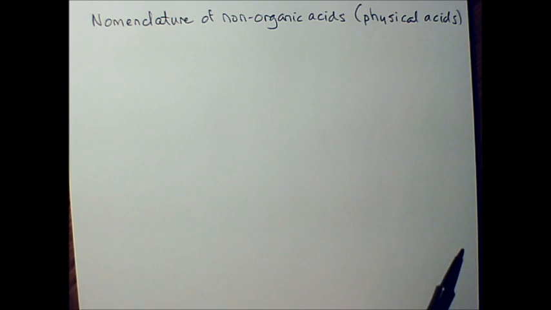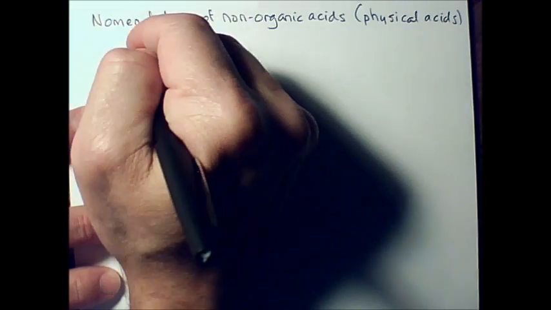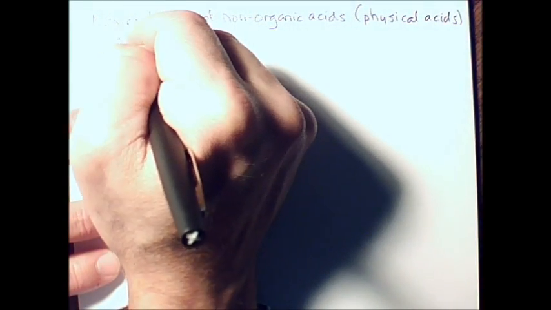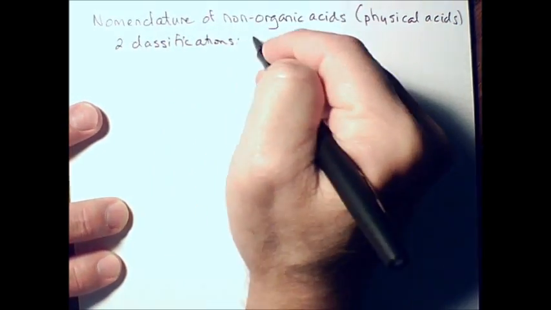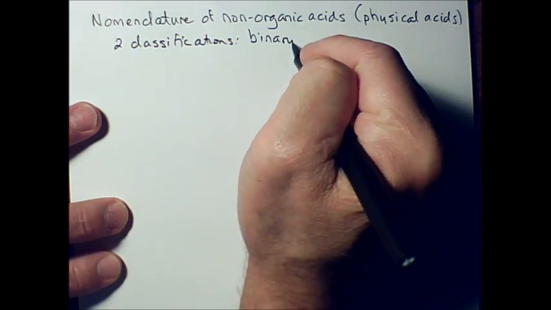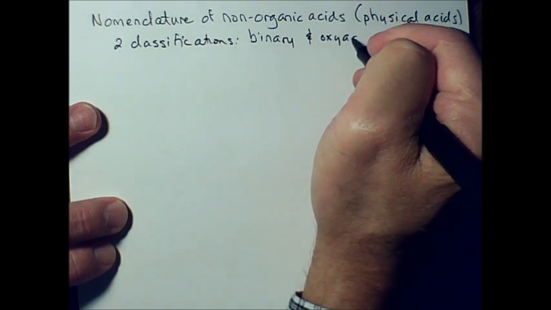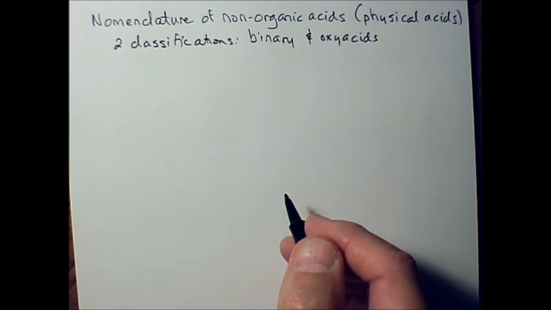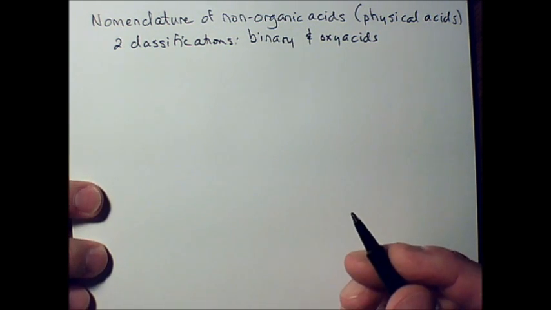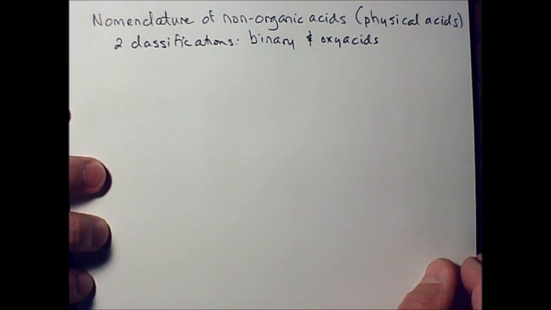Among the non-organic acids, there are two broad classifications. There are binary acids and oxyacids. There are some other classifications, but these are the two we're going to be dealing with in here. And we're going to be using the simplest of all acid definitions for our understanding of acids at this point in time.